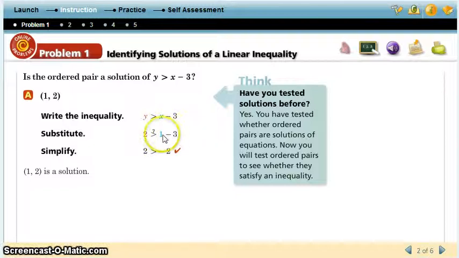And then just simplify. 1 minus 3 is negative 2. So then you just ask yourself a simple question. Is 2 greater than negative 2? And that's why we have this check mark here. Yes, it is. So that means that (1, 2) is a solution. Is it the only solution? And that's no, it's not the only solution. That just happens to be a solution, or one solution, for that inequality.